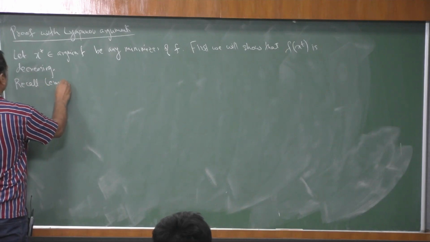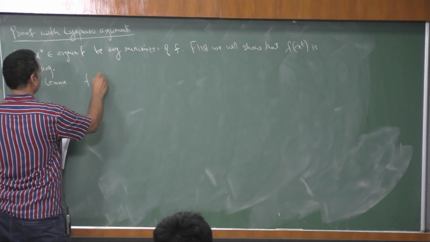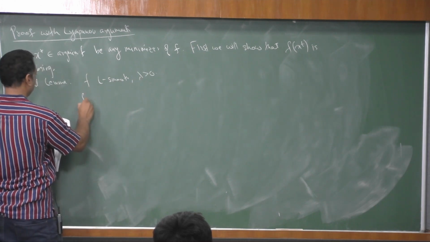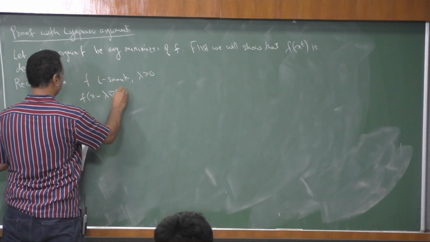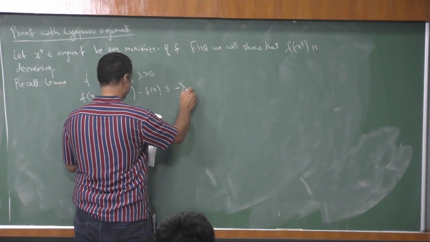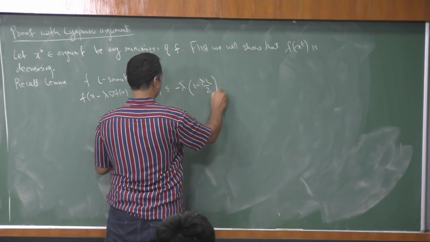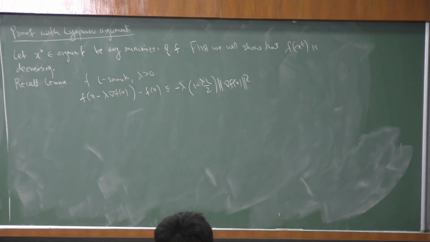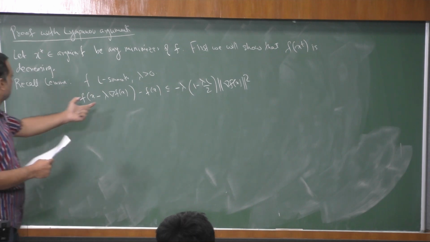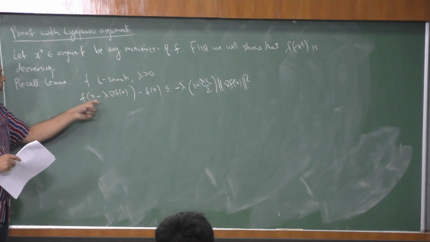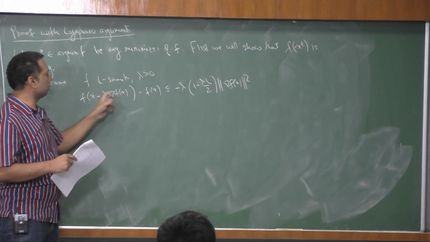the lemma, and that said that if f is L smooth, lambda greater than 0, then f(x minus lambda grad f(x)) minus f(x) is less than or equal to minus lambda times (1 minus lambda L by 2) times the norm of grad f(x) squared. So this is the lemma we are going to use. So from there, we immediately have this x_{t+1} minus x_t. Okay, so this is what will give you a new x. This is gradient descent, right? So this new x_{t+1} and the old x_t.